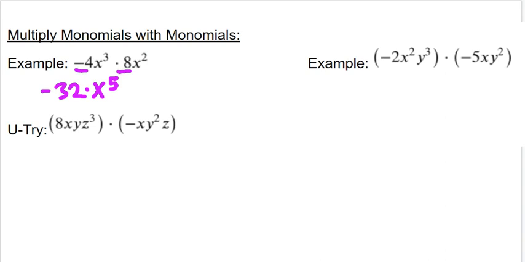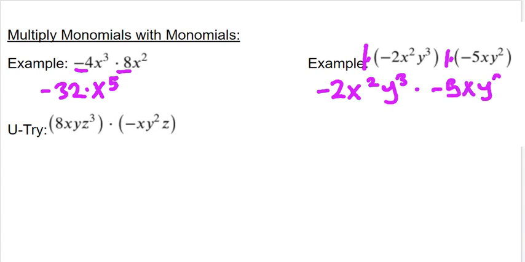We will do the same thing on the second example. Although there are parentheses, because there's nothing outside of the parenthesis, we're going to assume there's only 1 to multiply it with. And multiplying the entire parenthesis with 1 is not going to change anything, so I'm going to rewrite everything without the parenthesis. Now I can multiply number with number. Negative 2 times negative 5 is positive 10. X squared times x is going to become x cubed. Y cubed times y will become y to the fifth power.